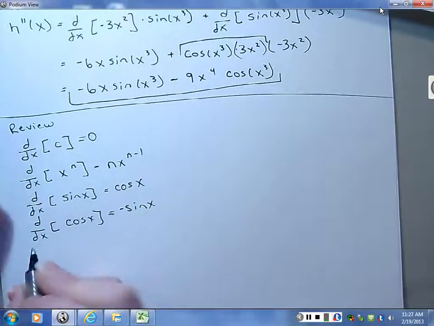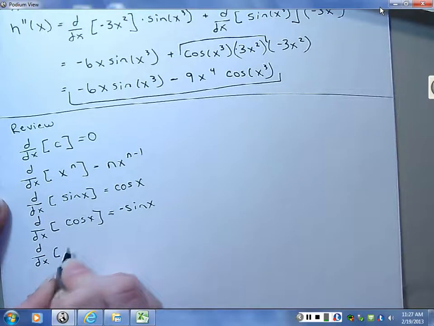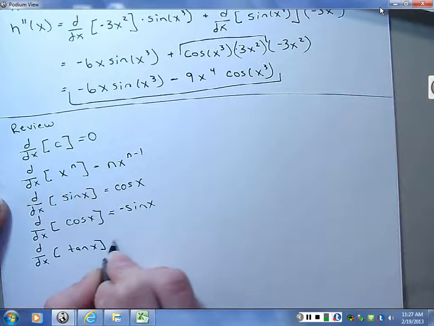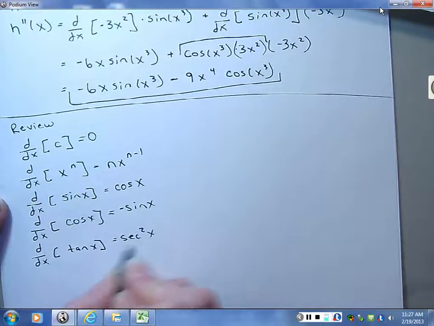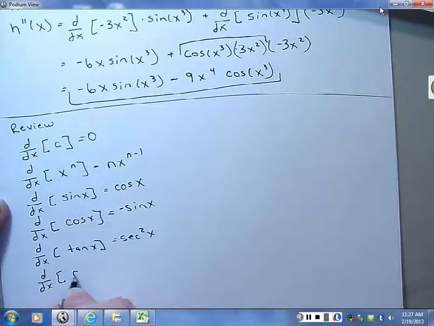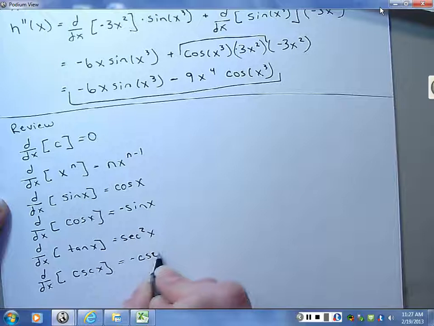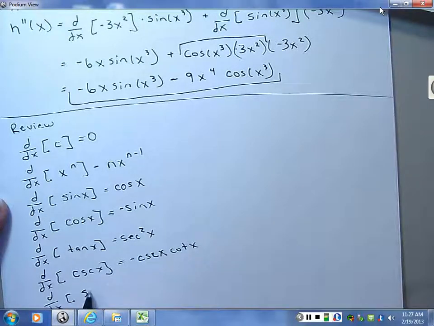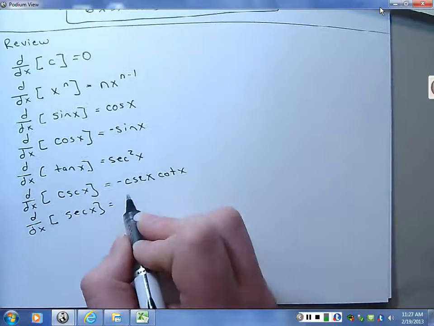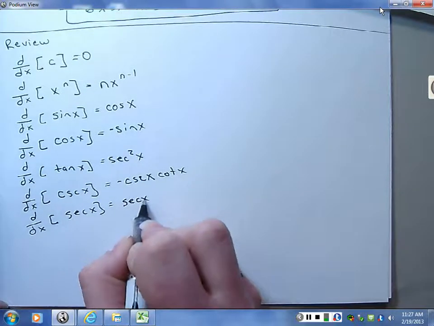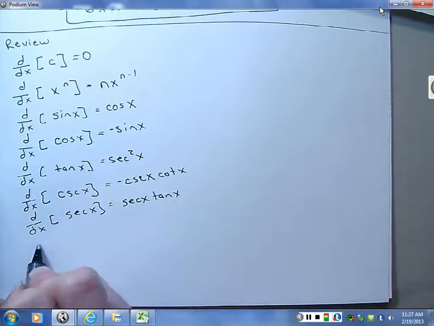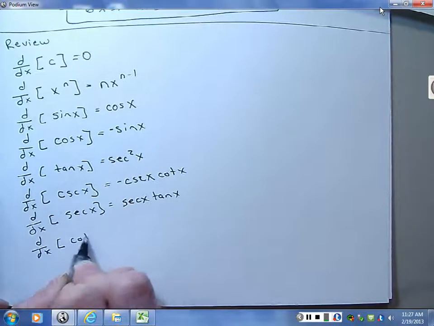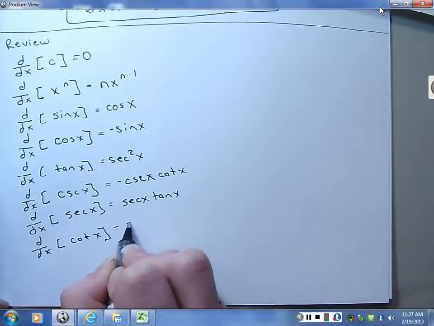So what's the derivative of tangent? Secant squared. What's the derivative of cosecant? Negative cosecant cotangent. And the derivative of secant? Secant times the tangent. Very good. Secant times tangent. And the derivative of cotangent? Negative cosecant squared. Very good.